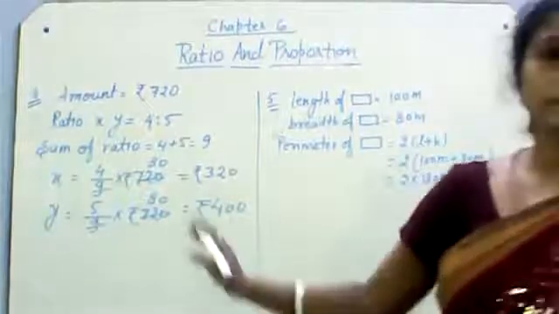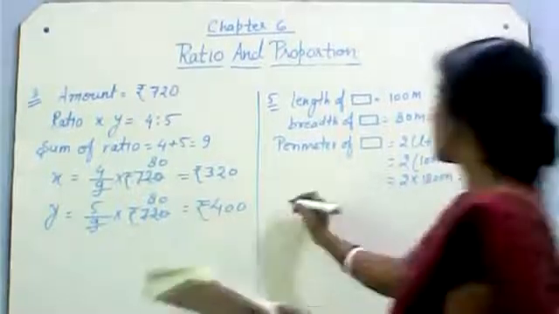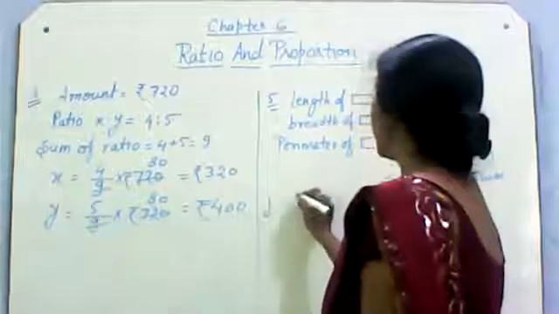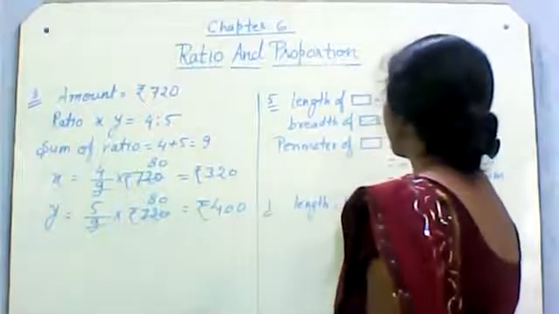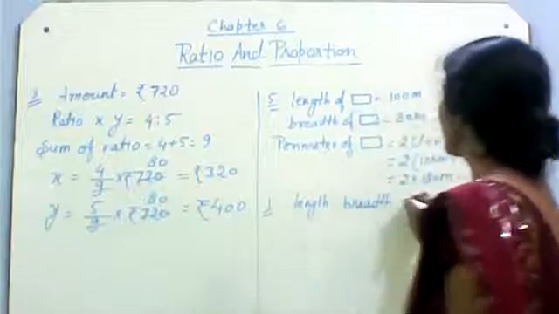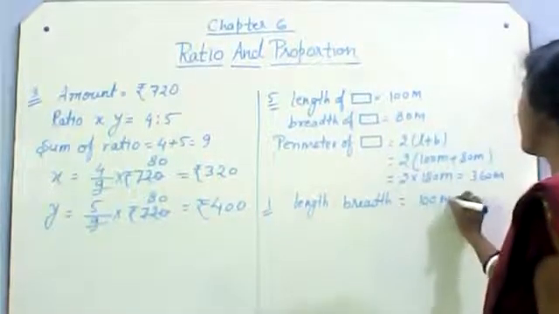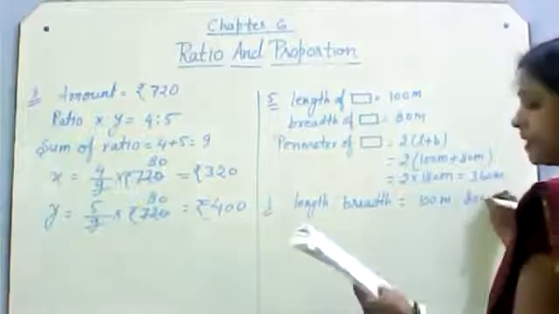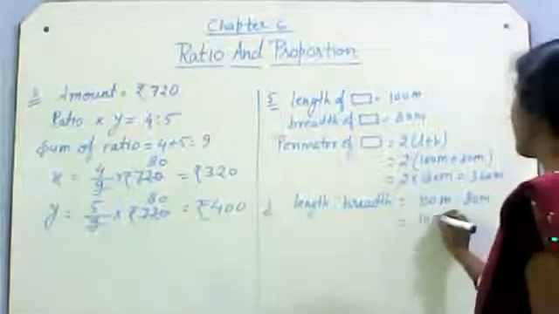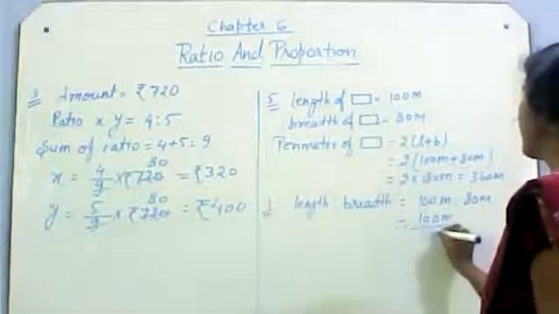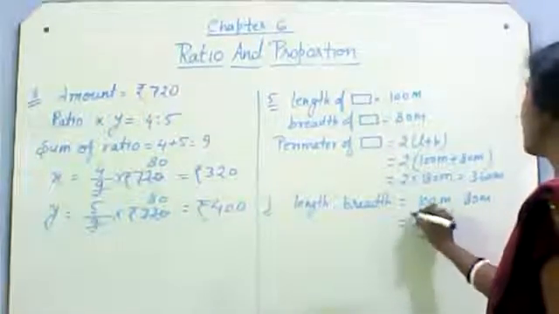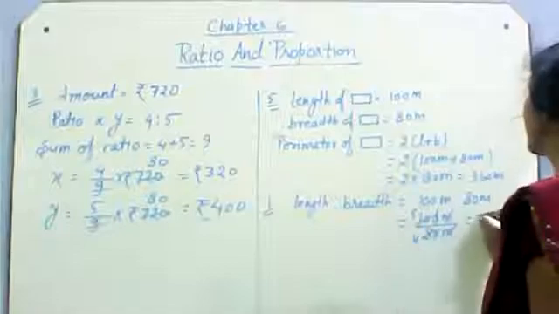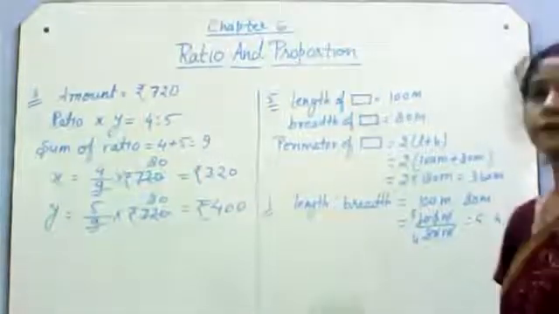That much you found. Now, first question, you have to find out length ratio width. Okay, so 100 meter ratio 80 meter. What you can write? 100 meter upon 80 meter. Meter cancel, 0 cancel. 5 2s are 10, 5 4s are 20. So ratio will be 5:4.